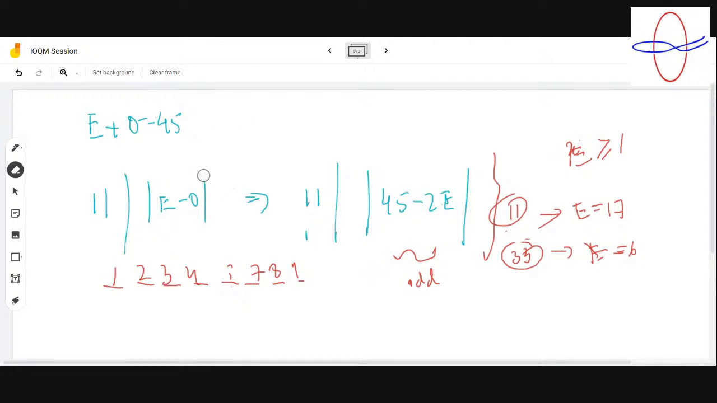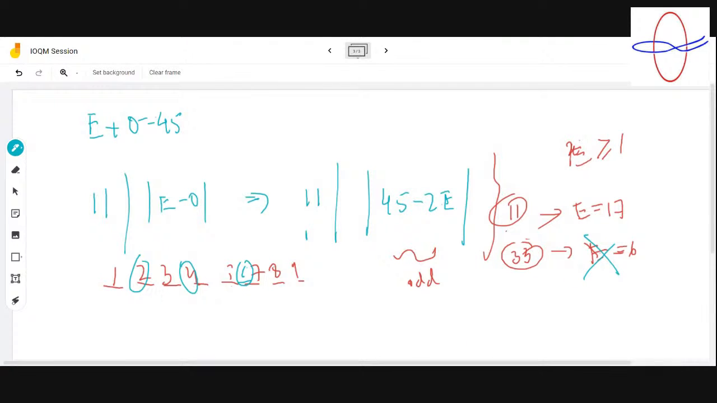Right? So what will be the case? Also E cannot be equal to 6, because the even digits sum, 6 plus 8. They are all distinct digits, right? So it must be 1, 2, at least 3. 3 must be there, but there are 4 terms, so it cannot be 6, okay? E cannot be equal to 6, E must be equal to 17.